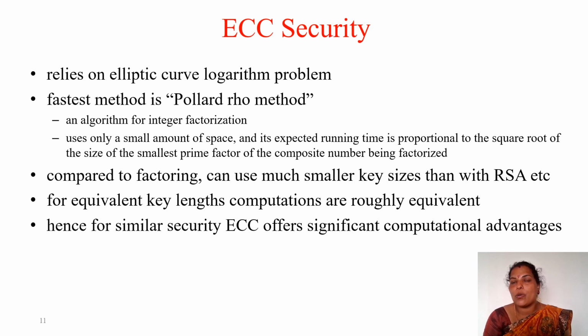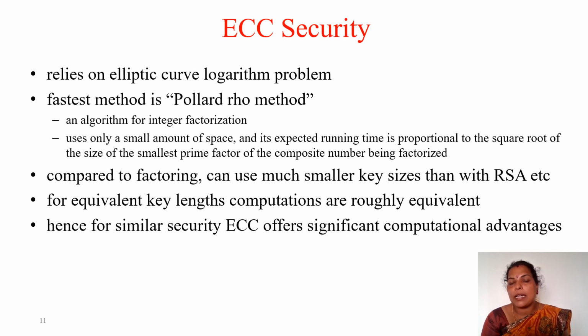That is why we use this Pollard rho method, because this method uses only a small amount of space, and elliptic curve cryptography is mainly used in order to reduce the storage space. So it suits smart applications, because the storage capacity is very small in smart devices, small devices. In such cases we can use this method, and its expected running time is proportional to the square root of the size of the smallest prime factor of the composite number being factorized. So that is the Pollard rho method.